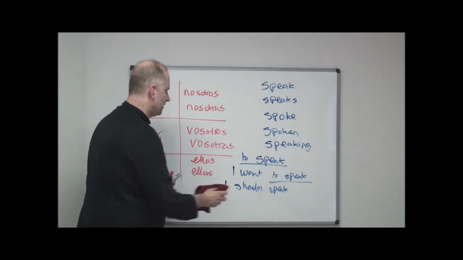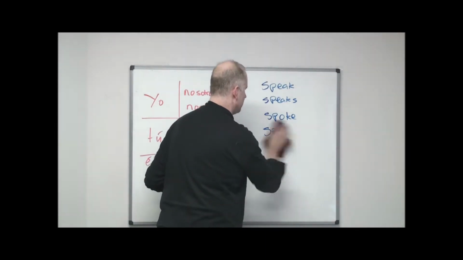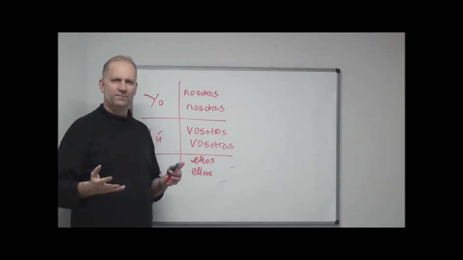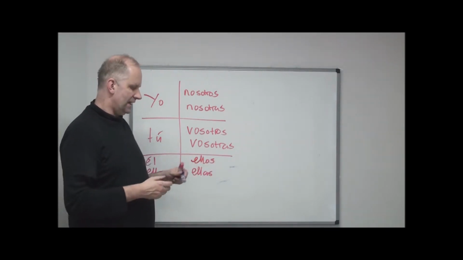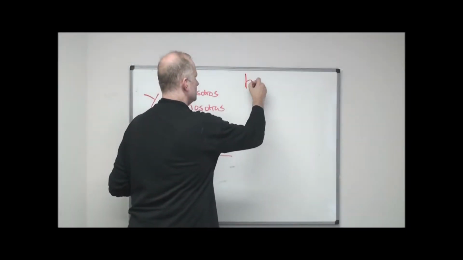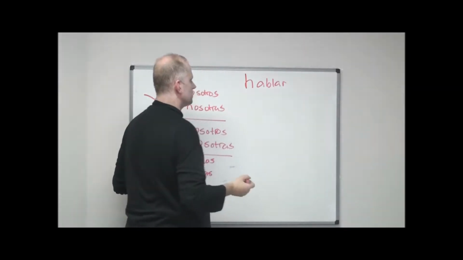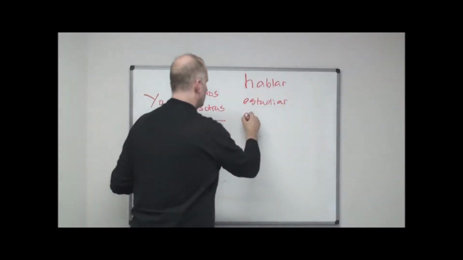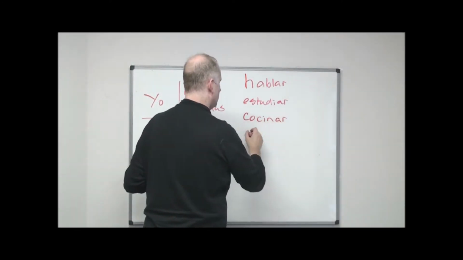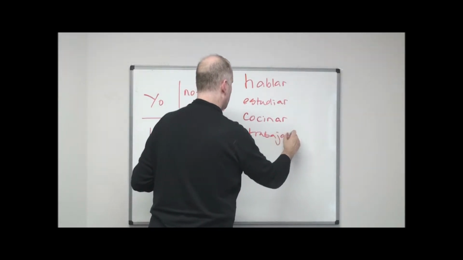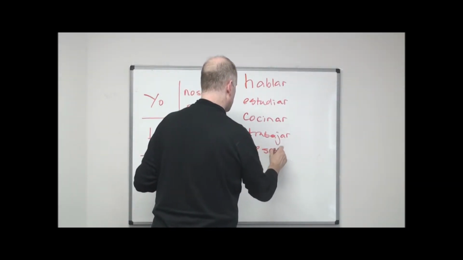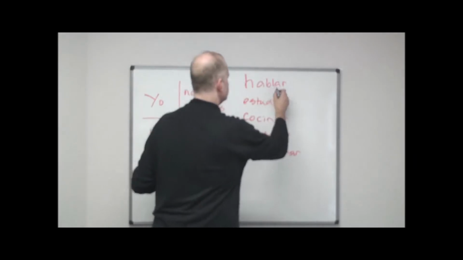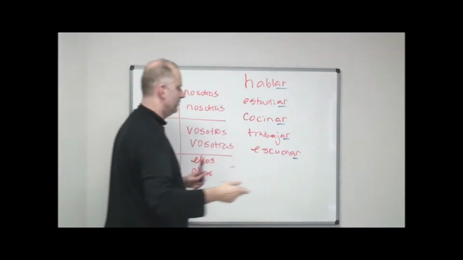Okay, so if we look at the infinitive in Spanish, a lot of verbs, most verbs, whether irregular or regular, will end in AR. So you've got a verb like to speak, hablar, to study, estudiar, to cook, cocinar, to work, trabajar, to listen, escuchar. So the thing that all of these have got in common is they end with AR. So we call these AR verbs.